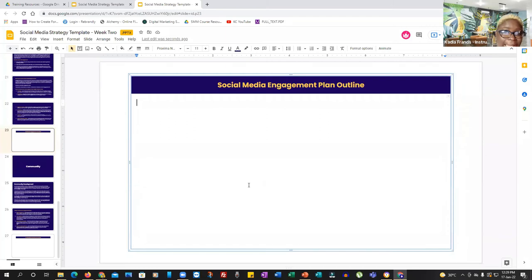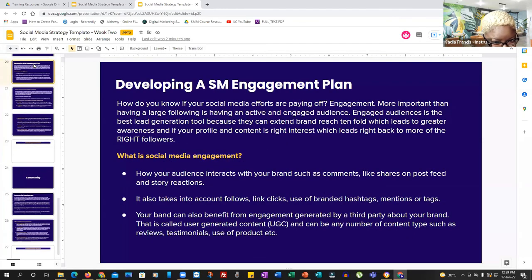So I'll get people saying, we are going to use social media to engage with our audience because it is the quickest way that we can engage with our audience. And that doesn't tell me anything. So let's work through it. Let's talk about what our social media engagement plan is. What do I mean by an engagement plan, guys? I told you guys here, developing a social media engagement plan. And I said, how do you know if your social media efforts are paying off? Engagement. More important than having a large following is having an active and engaged audience.